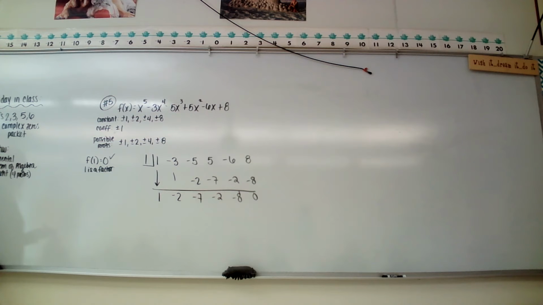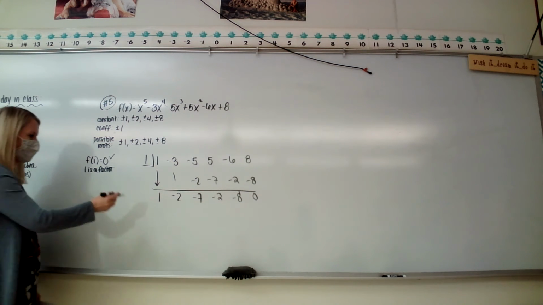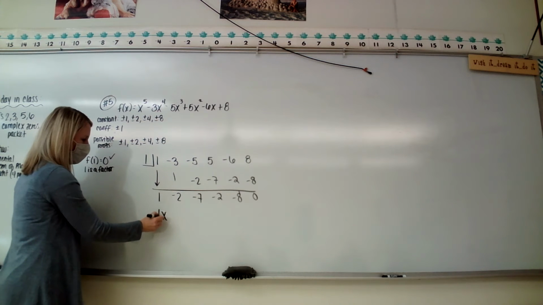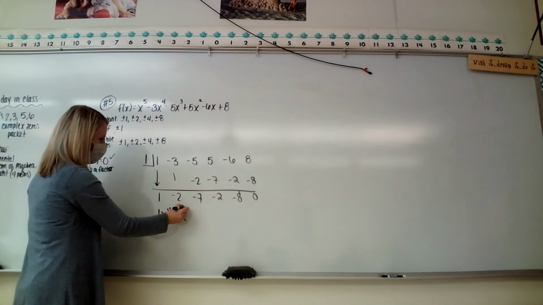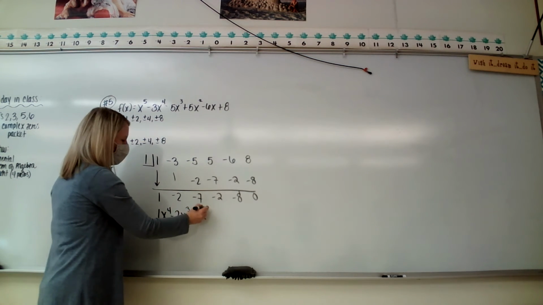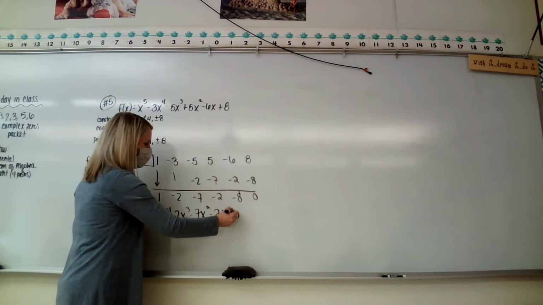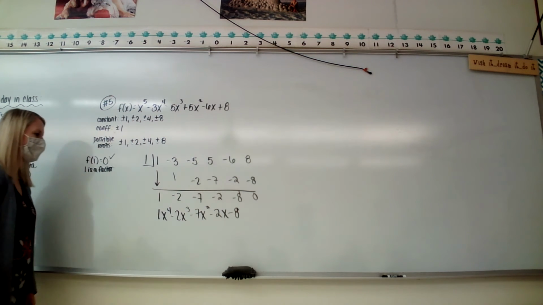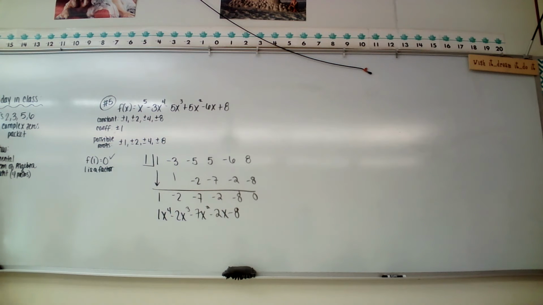So then we say, well, okay, that's exciting. But now I have, what? This would be 1x to the 4th minus 2x cubed minus 7x squared minus 2x minus 8. How the heck am I supposed to find a factor of that? Hey, guys, what should we do?